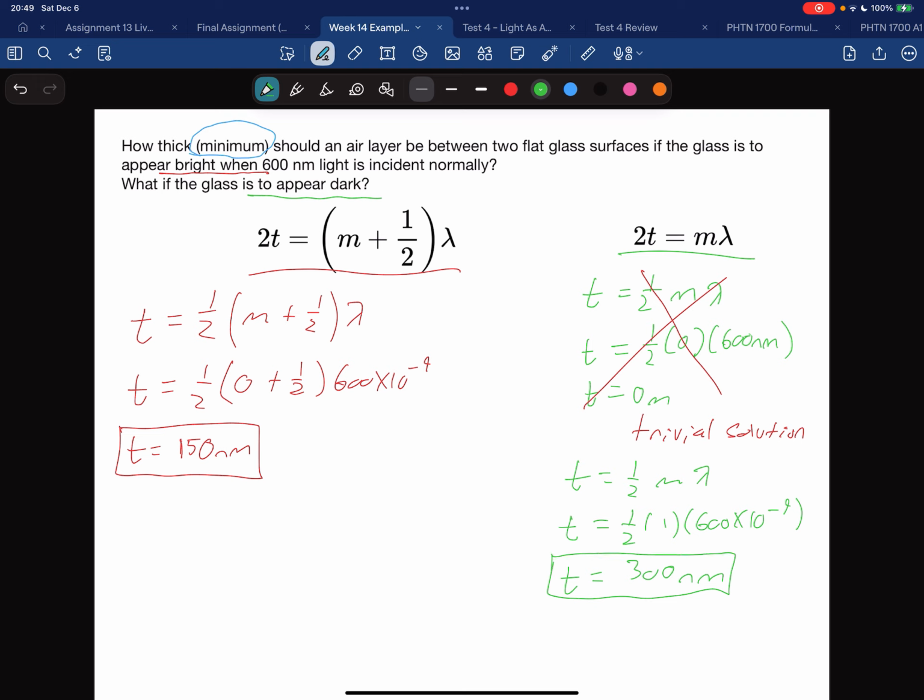So those were the answers for this question here. The important part here was to not put 0 for m and to instead not take the trivial solution and find the real one instead.